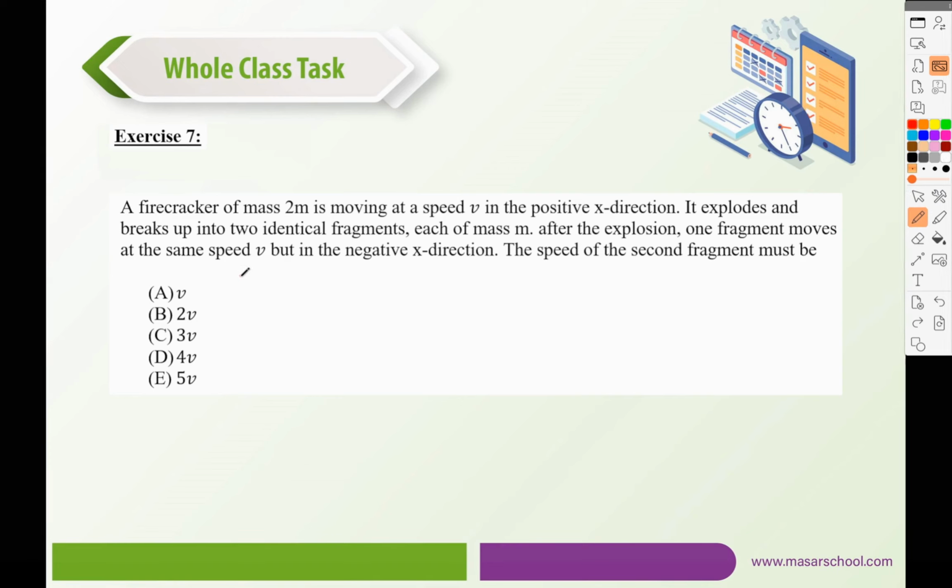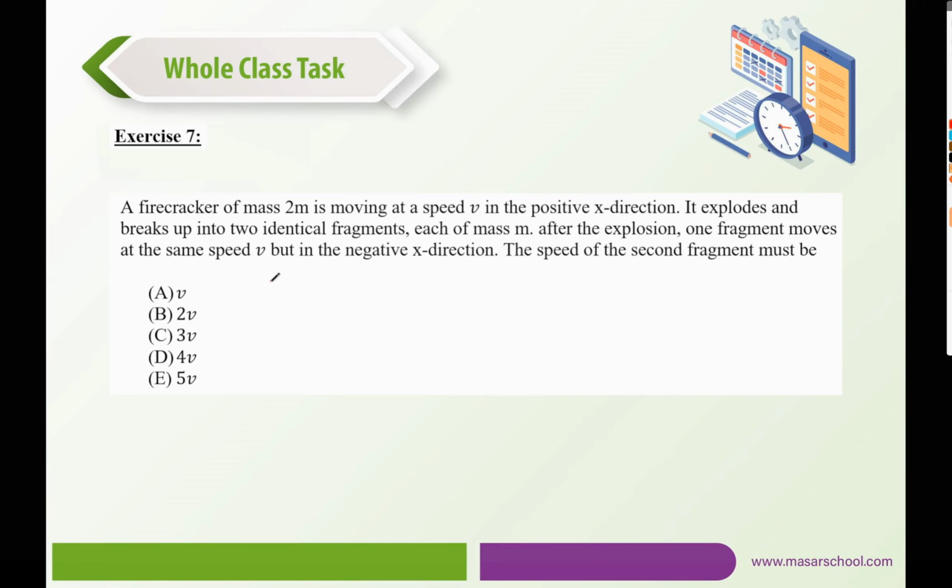Now a firecracker of mass 2m is moving at a speed v in the positive x direction. So before the explosion, we have a mass of 2m moving with a speed v in the positive direction. It explodes and breaks up into 2 identical fragments, each of mass m. After the explosion, one fragment moves at the same speed v in the negative direction. So that would be mv.